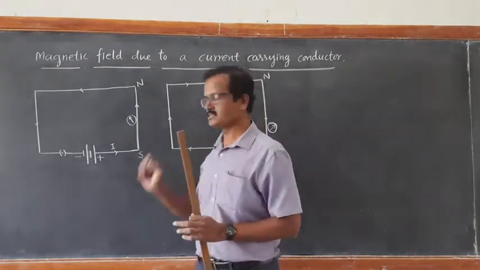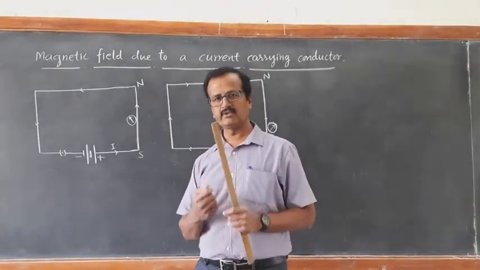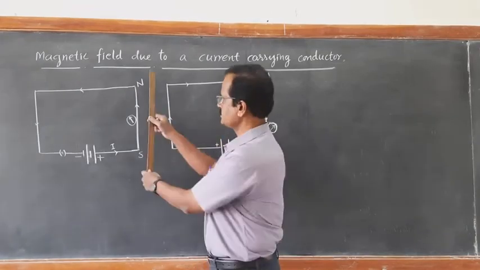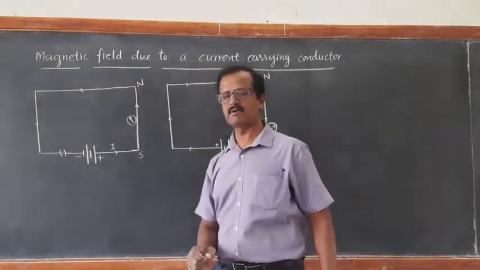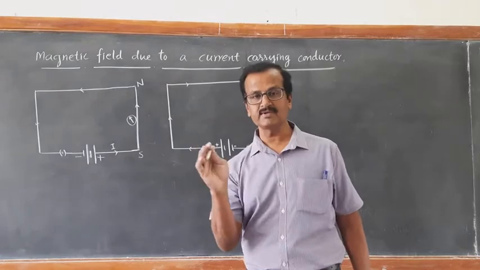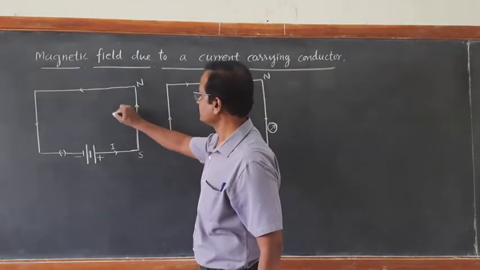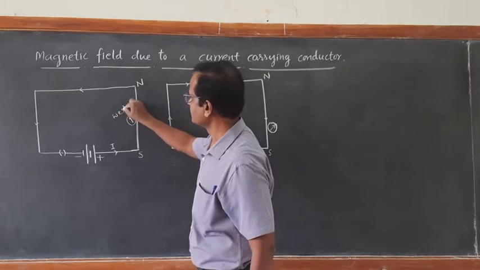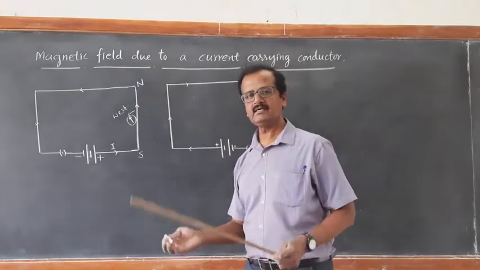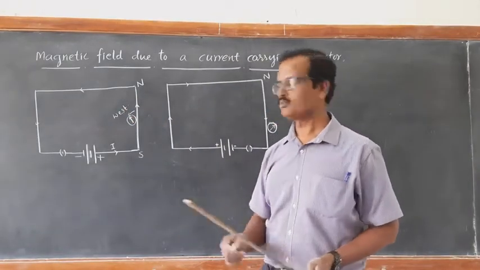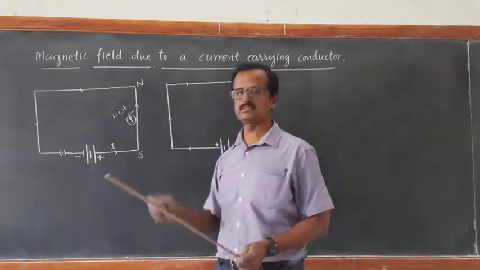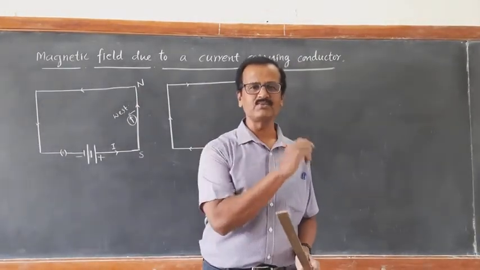Now when you place a compass needle just below that conductor, you will find the deflection of the compass needle towards west. The compass needle gets deflected in the west direction. So when the current flows from south to north, the needle deflects towards west.